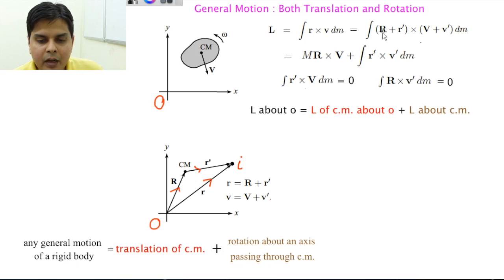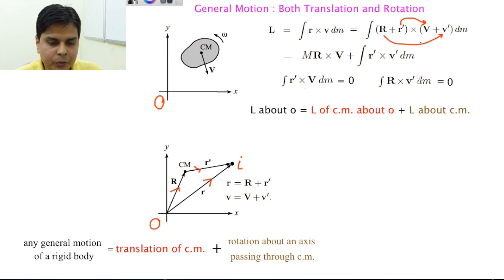When I do this cross multiplication, what will I get? The first term will be R cross V, so that I have written here. Because this is constant, I can take it outside the integral, and this integration dm will give me capital M. Similarly, the two terms r prime cross v prime will give me this thing. So I have got two terms, but there have to be two cross terms also. First of all, when this r prime is multiplied by this V, there will be one term, and when this R is multiplied by this v prime, this is the second term. Both these terms will be 0.